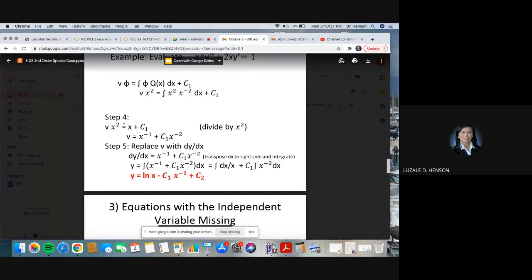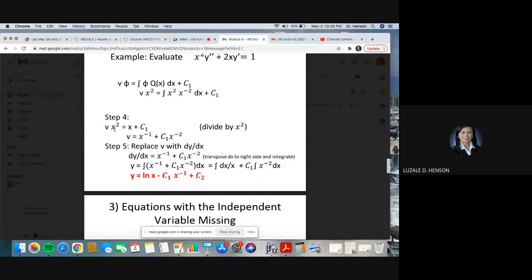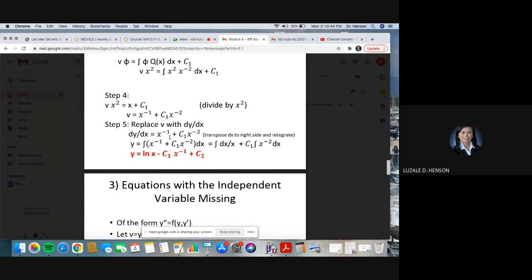So divide by x squared. So the x squared is gone. It becomes v equals x to the negative 1 plus c sub 1 x to the negative 2, because you're dividing by x squared. And replace your v, don't forget, with dy/dx. You still have to integrate further. So dy/dx equals x to the negative 1 plus c1 x to the negative 2. And then transpose your dx to the other side, and then integrate both sides.